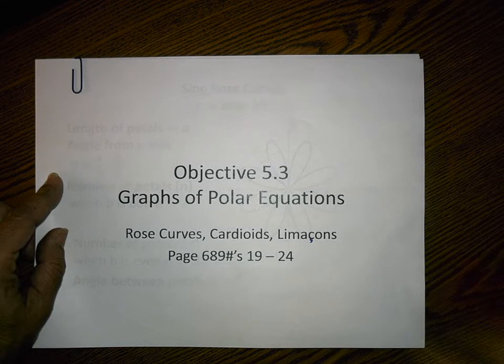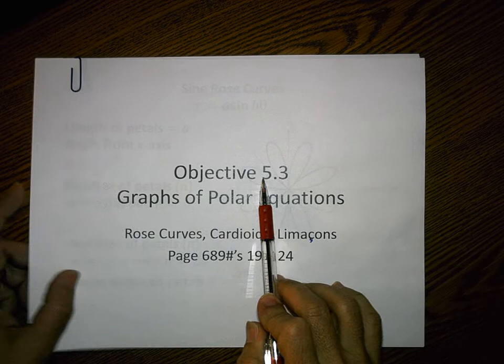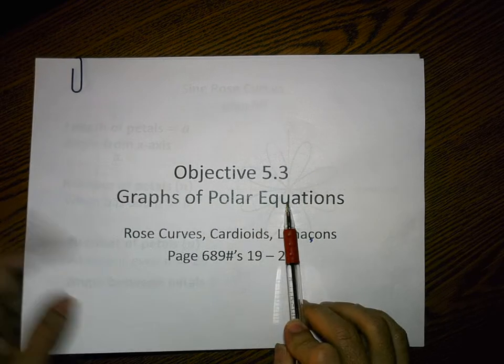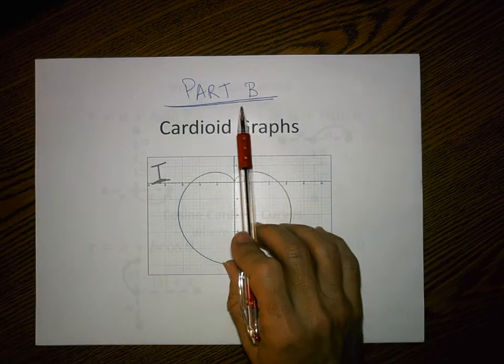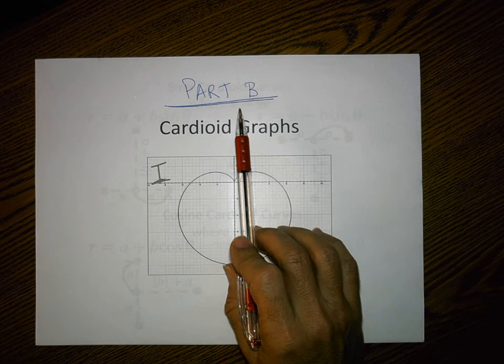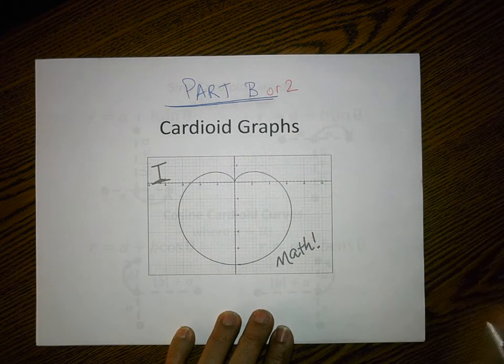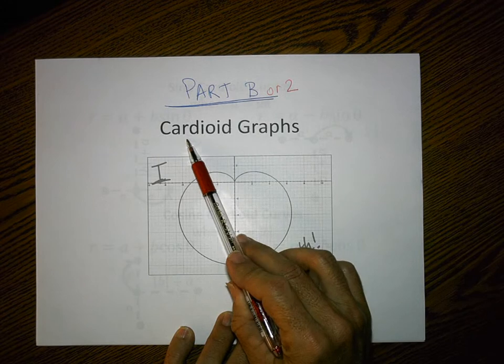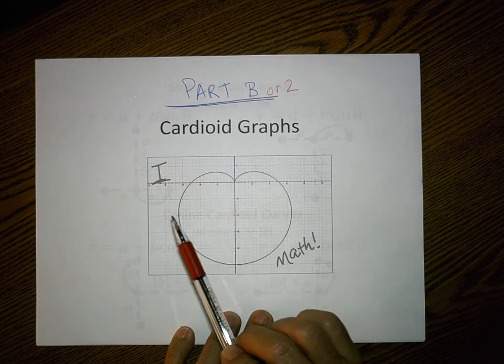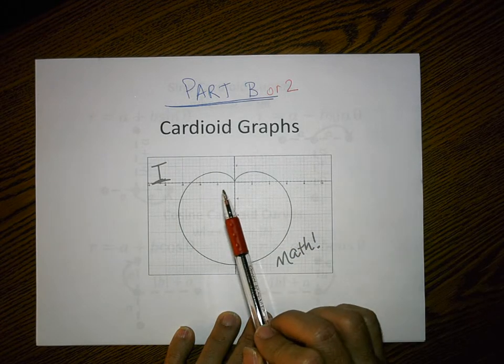All right, guys, here we go. Objective 5.3, graph polar equations. However, we are doing part 2 or part B, whatever you want to call it. Now we're going to do the cardioid graphs and the limacon graphs.